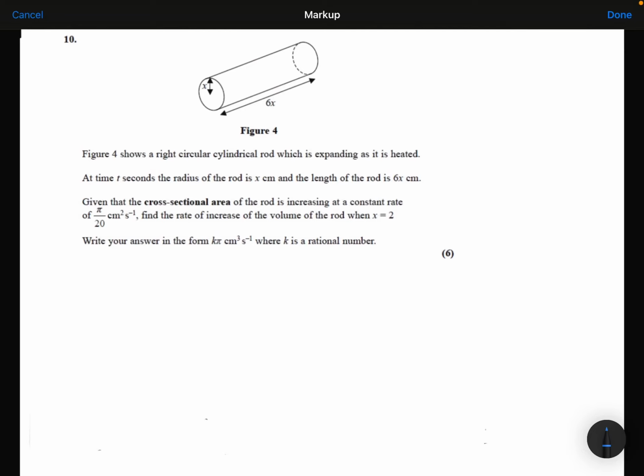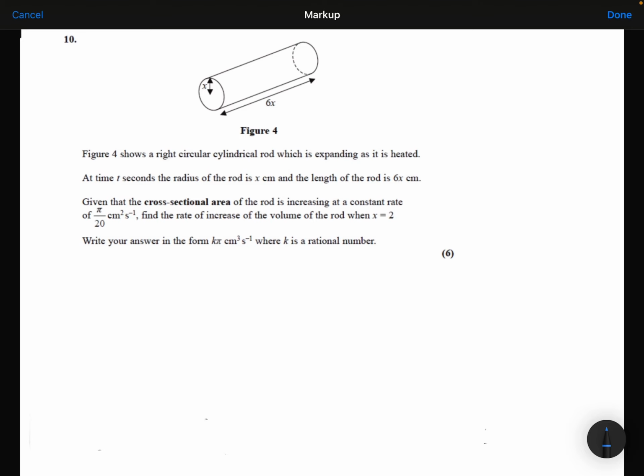Figure 4 shows a right circular cylindrical rod which is expanding as it is heated. At time t seconds, the radius of the rod is x centimetres and the length of the rod is 6x centimetres. Given that the cross-sectional area of the rod is increasing at a constant rate of pi over 20 centimetres squared per second, find the rate of increase of the volume of the rod when x equals 2.